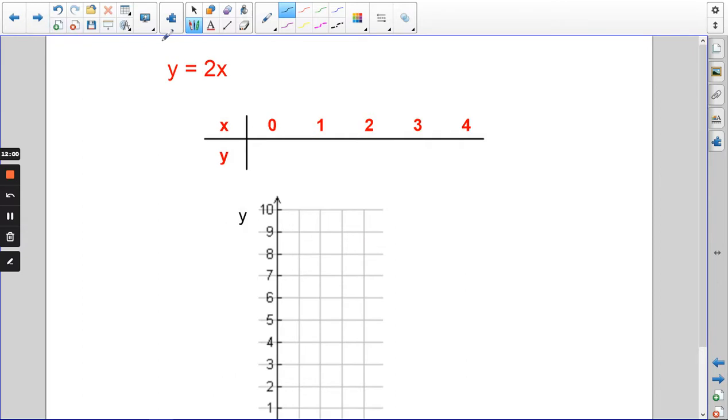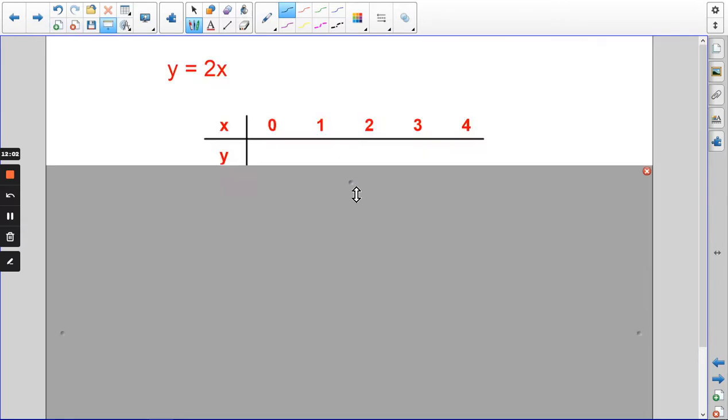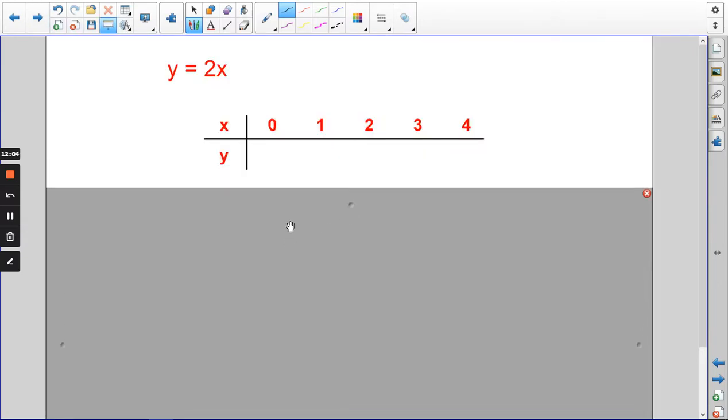So have a look at another one. So if you need to pause the video, you'll need to write down the equation and make a table. Okay, same table as last time. So pause the video and when you're ready, press play. This time the equation is telling us to do something different to x.